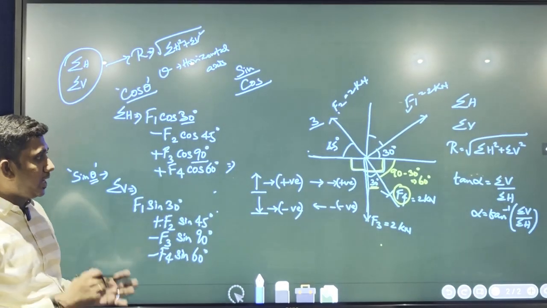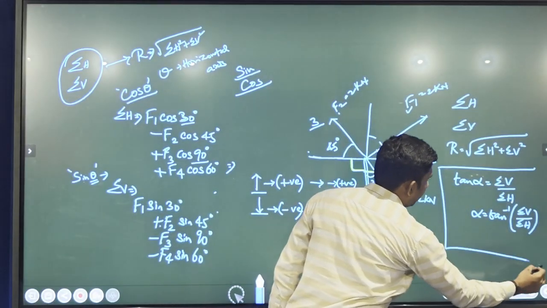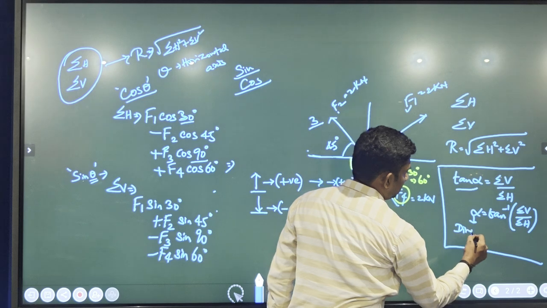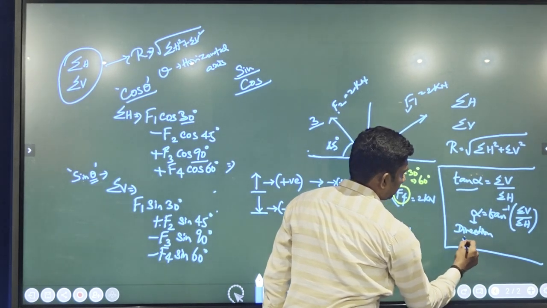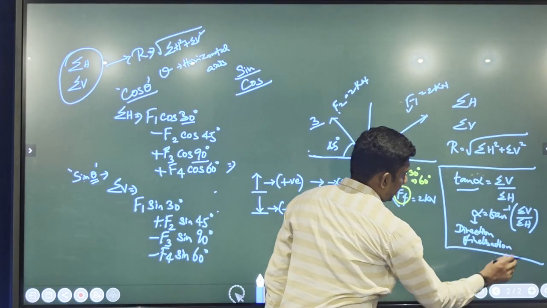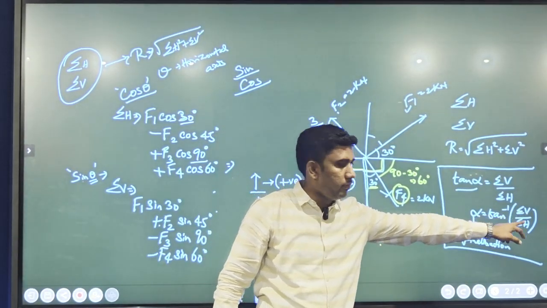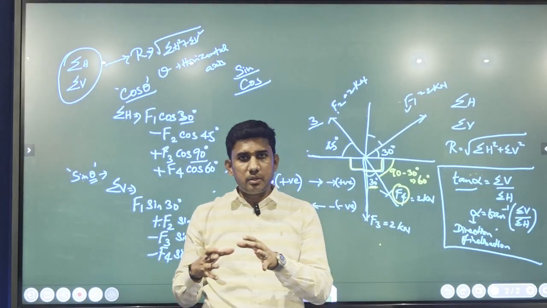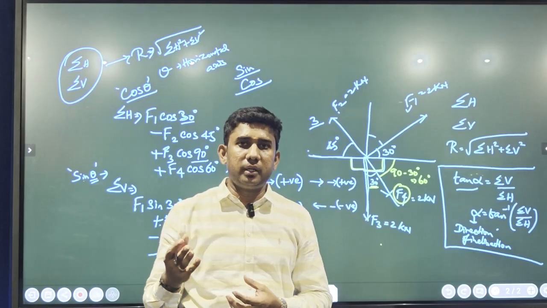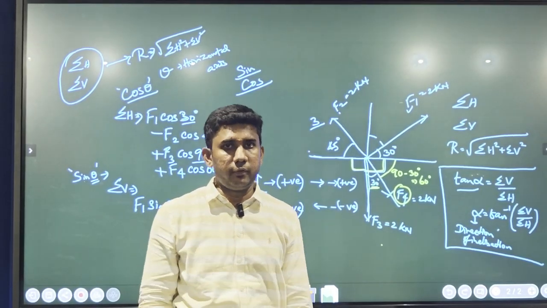Next, if I want to find the direction, I can use this formula, where this is the direction of inclination. It is tan inverse of summation V divided by summation H. In this way, we can resolve any number of forces acting on any object, to find the resultant and the direction of the resultant force acting.